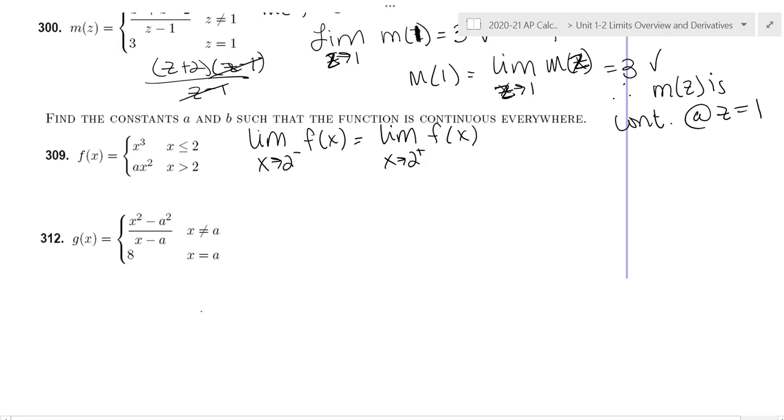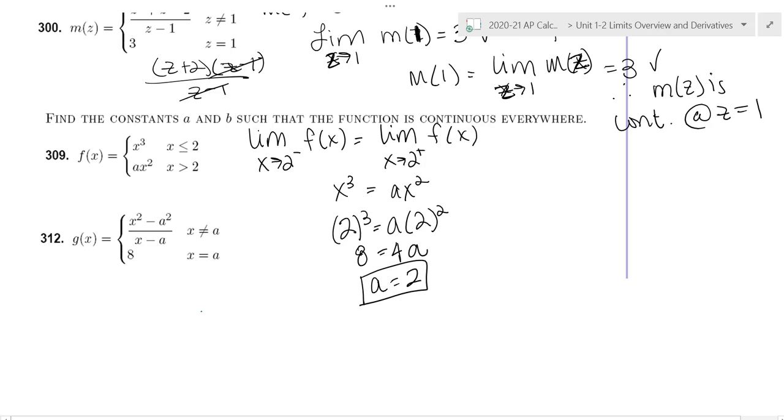So really what we mean here is that left hand side, that x cubed, needs to equal that ax squared as x approaches 2. So now I'm just going to substitute that 2 in. So I know that 2 cubed needs to equal a times 2 squared, or 8 needs to equal 4a. In this case, I'm just going to simplify and say a equals 2 by dividing by 4. And all we're saying is, if that a value is 2, then that function is going to be continuous over said interval and everywhere.